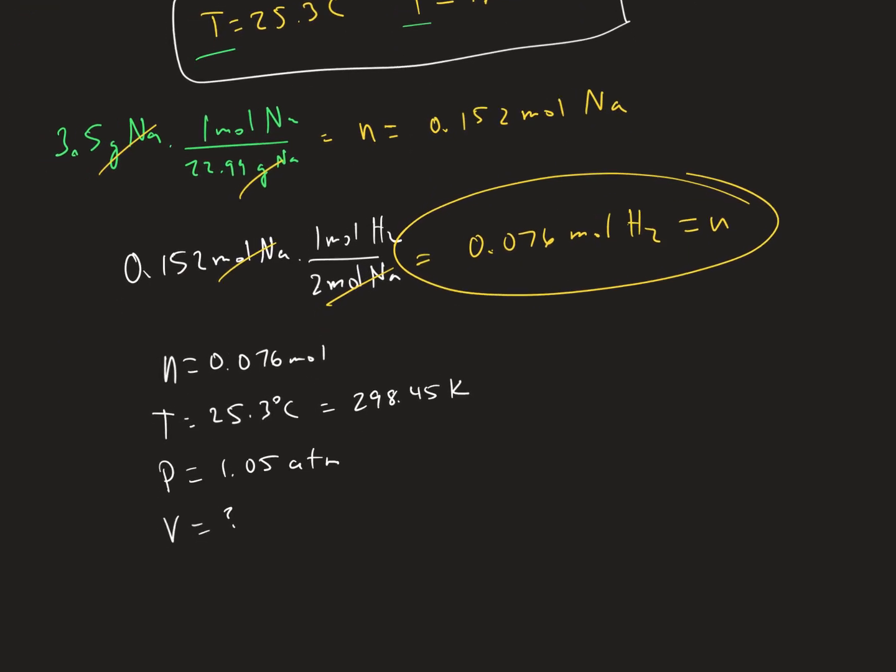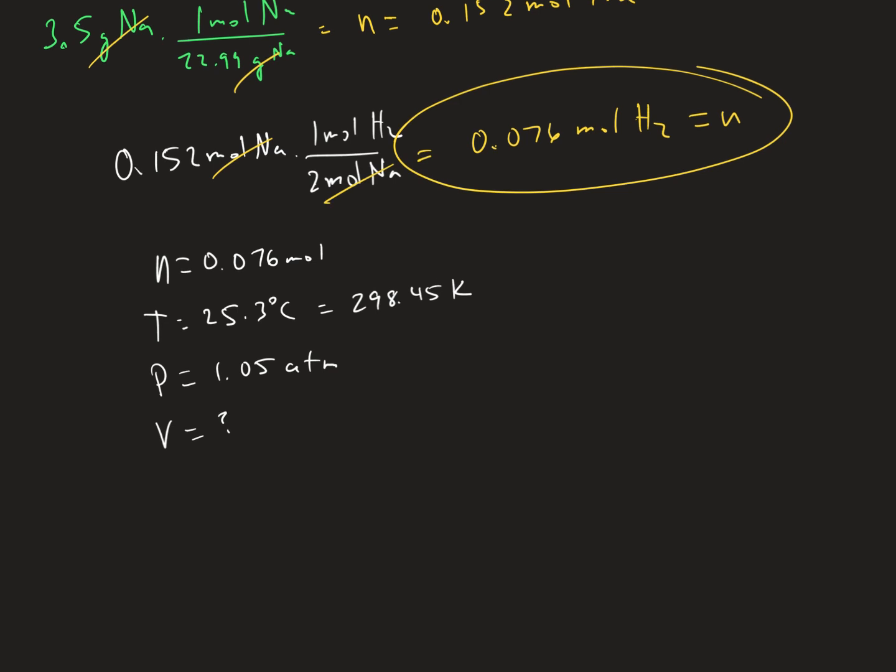Once we have the moles, now we can use PV equals nRT and solve for V by dividing by P on both sides. Good?